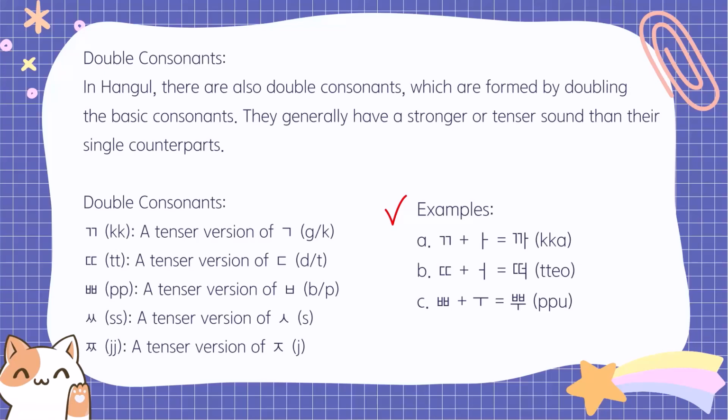Examples. A. 쌍기역 plus 아, 가. B. 쌍디귿 plus 어, 더. C. 쌍비읍 plus 우, 부.